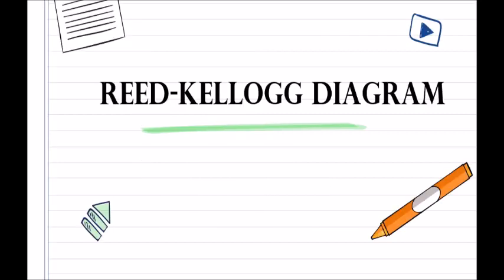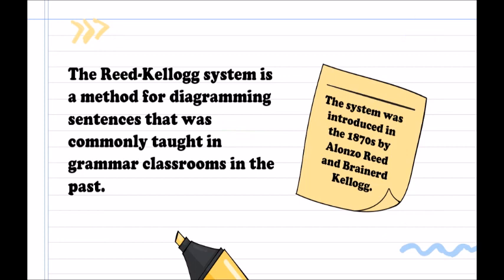Next, let's discuss the Reed-Kellogg diagram. The Reed-Kellogg diagram is one of the means used to show and display the structure of the English language and how each word functions in a sentence. Now let's learn how to diagram simple sentences and prepositional phrases, which are the basics to diagramming compound, complex, and compound-complex sentences. The Reed-Kellogg system is a method for diagramming sentences that was commonly taught in grammar classrooms in the past. Now, this system was introduced in the 1870s by Alonzo Reed and Brainerd Kellogg.